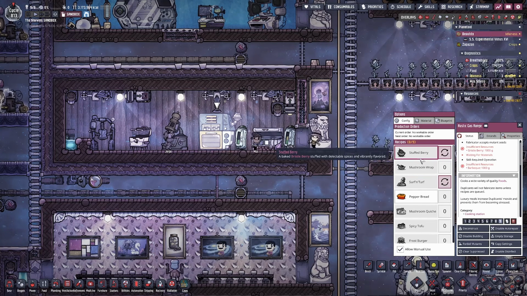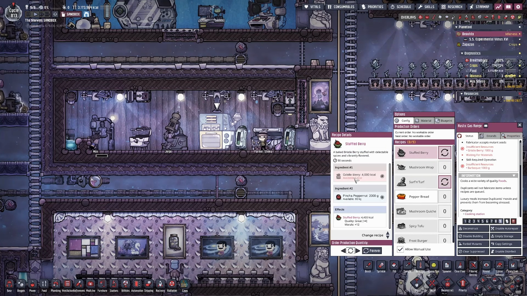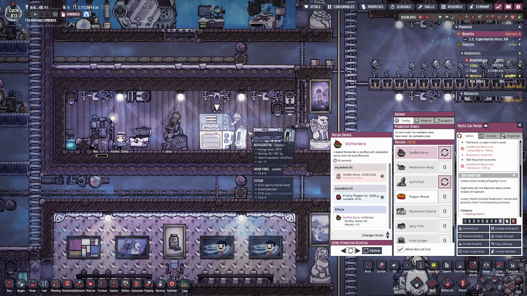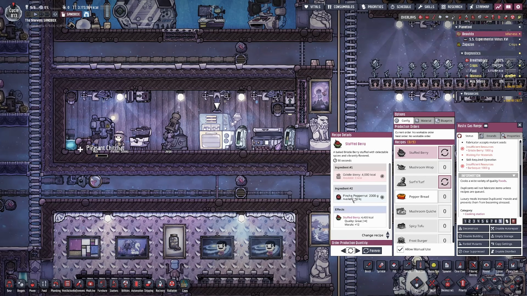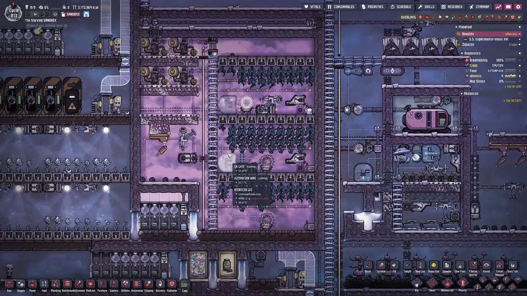On this asteroid, I'm feeding my duplicants primarily the stuffed berry, so I'm not only using the bristleberry from the electric grill, but I'm also using pincher pepper plants. So just for fun, let's take a look at what I'm doing on this sandbox asteroid in order to fully sustain the pincher pepper plant production. You can see just how much complexity we've added by adding another ingredient.